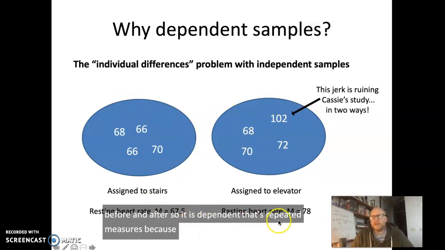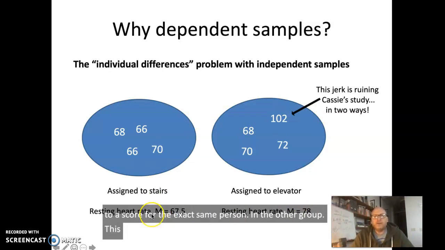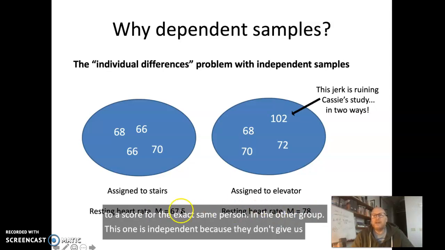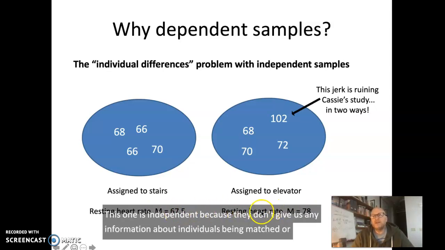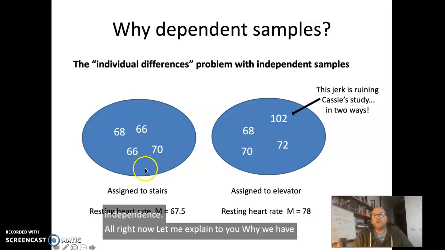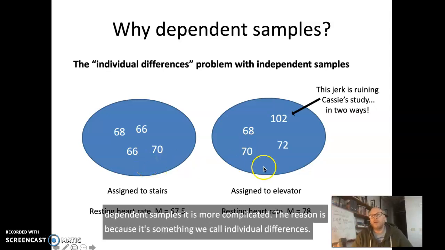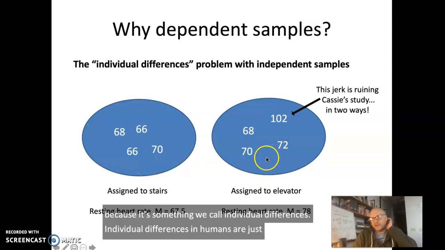The easy thing to think of is this group is already 10.5 beats per minute higher than the other group before anybody even got up out of their desks. So that's going to make the stair climbing, which we know from past experience has a big effect, make the effect seem smaller because this group already has a really high rate.